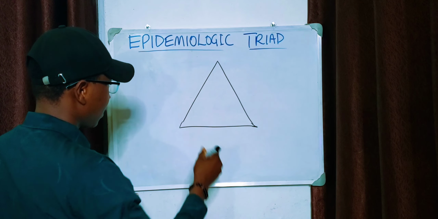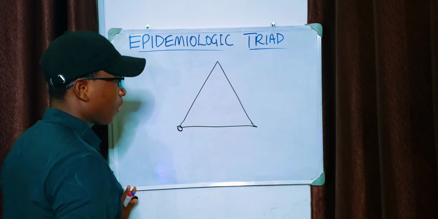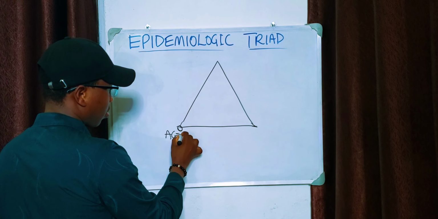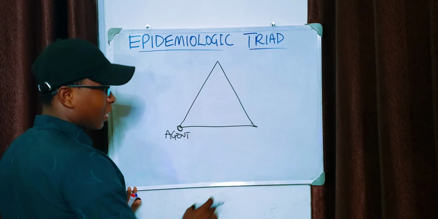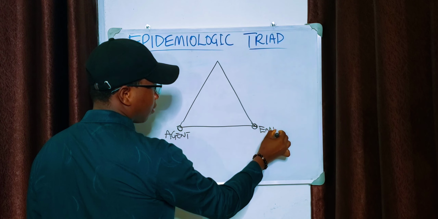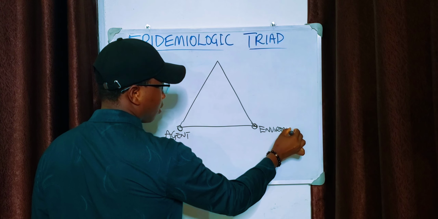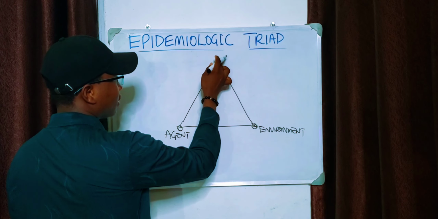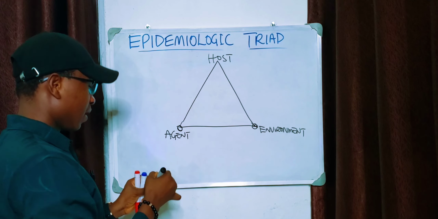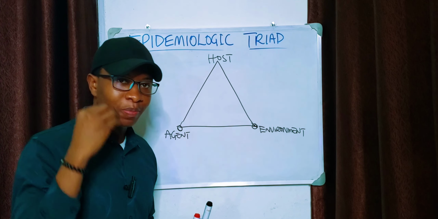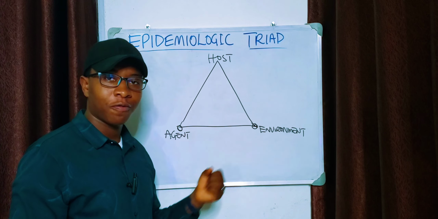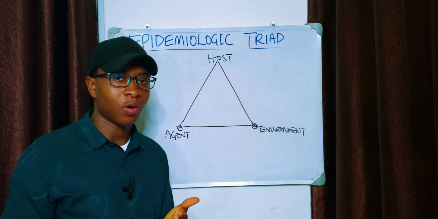Now, I would like to start with this point here. I would like to name it the agent. Now, I would like to name this other point the environment. And I would like to name the last point the host. Now, these three are the most important parts of epidemiology. If one of these parts is off, then this triad will not be complete.